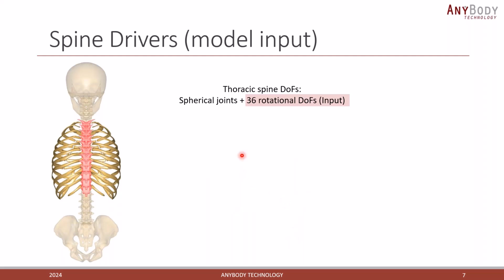So how do we drive the spine? We have 12 thoracic vertebrae. Just like before, we have spherical joints between the vertebrae, like in the lumbar and cervical parts. This gives us 3 rotational degrees of freedom in each vertebra, which is 36 rotational degrees of freedom for the whole thoracic spine. And this is the only input that you have to put into the model.